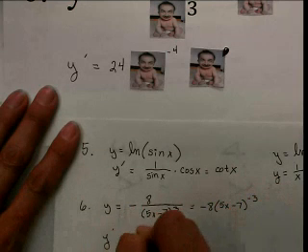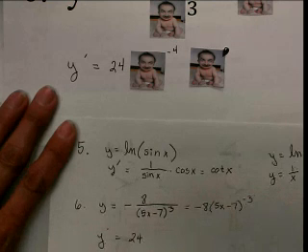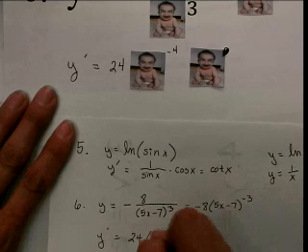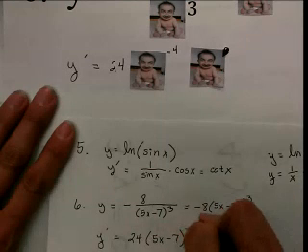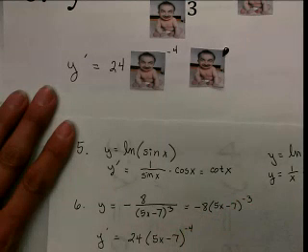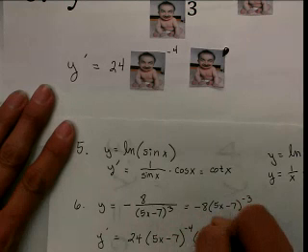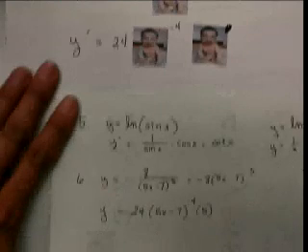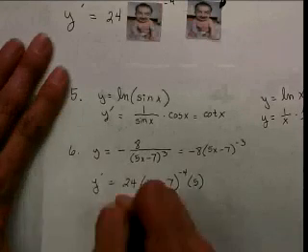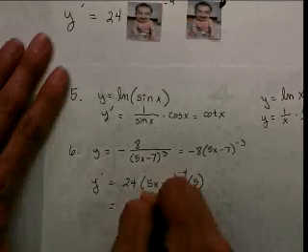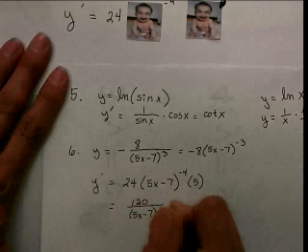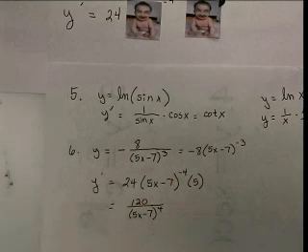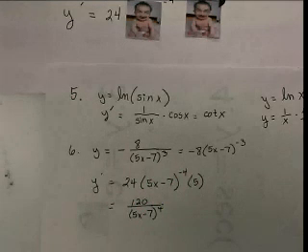It would be 24 times what? x minus 7, same old ugly, whatever it is, to the -4, times the derivative of the ugly, which is 5. Then simplify that as much as possible. That's 120 over (5x minus 7) to the 4th. If you left it as (5x minus 7) to the -4th, did you count that wrong?